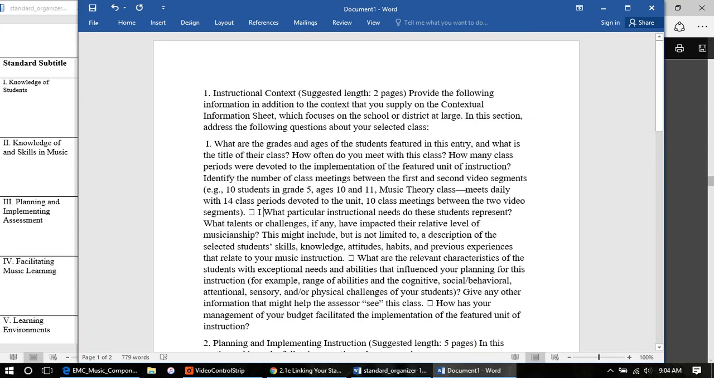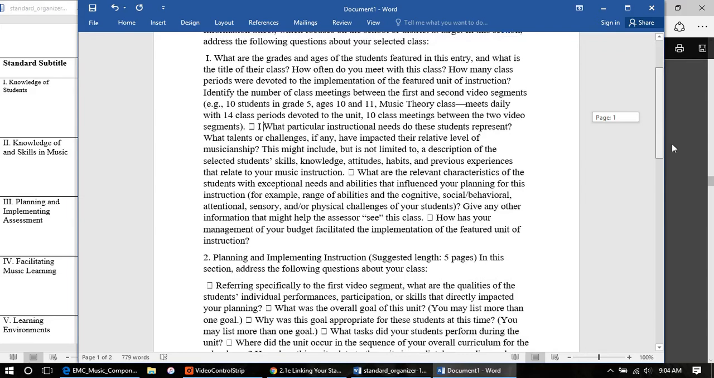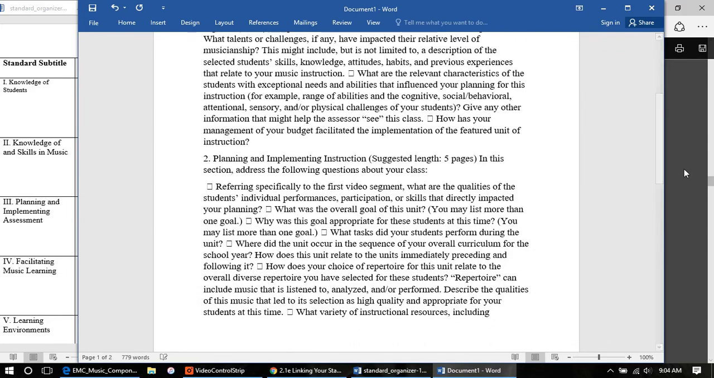How about if I go down to the next set of questions? Referring specifically to the first video segment, what are the qualities of the students' individual performances, participation, or skills that directly impacted your planning? Well, to me, that's referring to standard 3, which is planning and implementing assessment. So I'm going to put my 3 in.